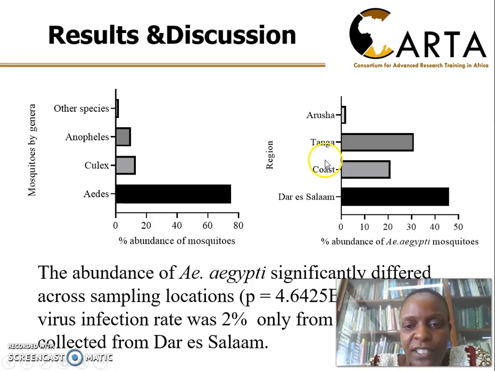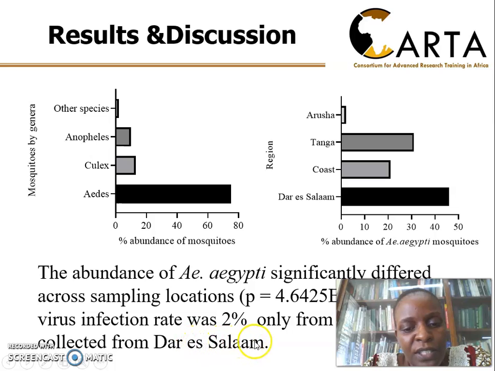The three regions, Tanga, Coast, and Dar es Salaam, are all located along the coast of the Indian Ocean, and they have a similar climatic condition that favors breeding and proliferation of the vector. The screening of the virus gave an infection rate of 2%, and only from the samples that were collected from Dar es Salaam during the 2019 dengue epidemic.